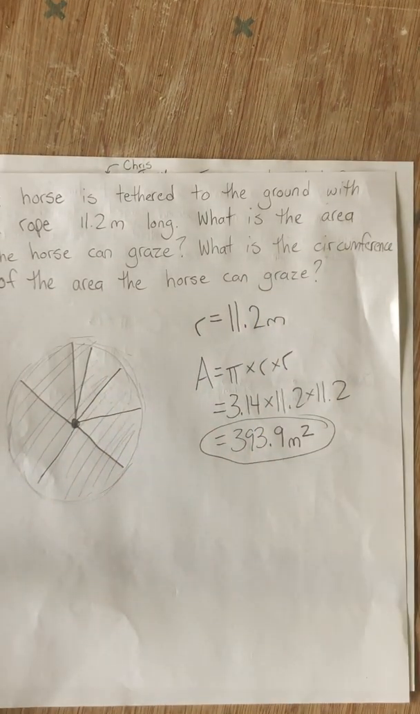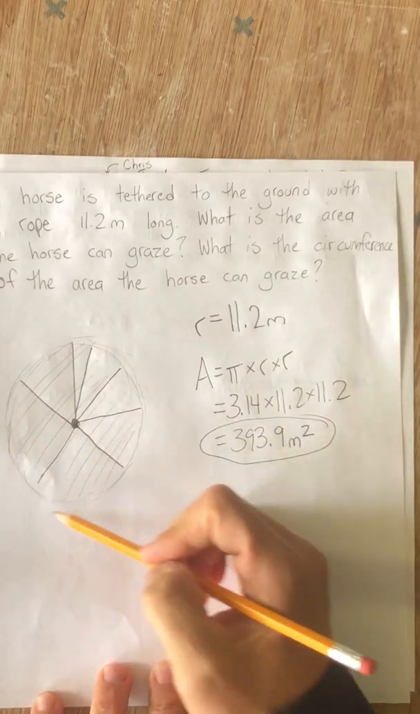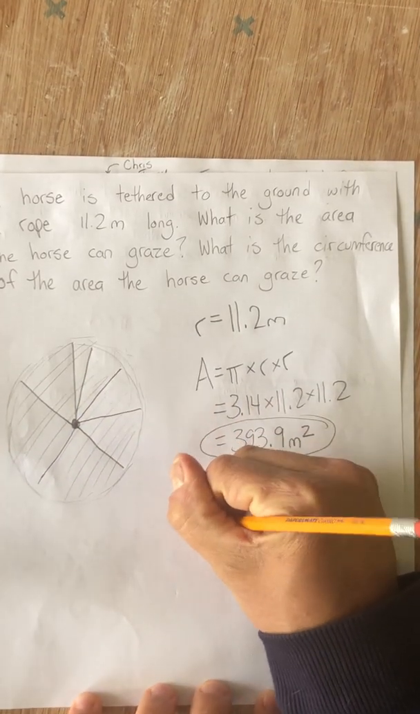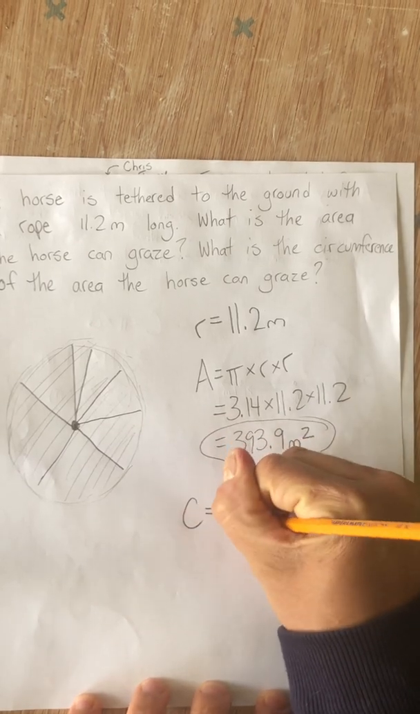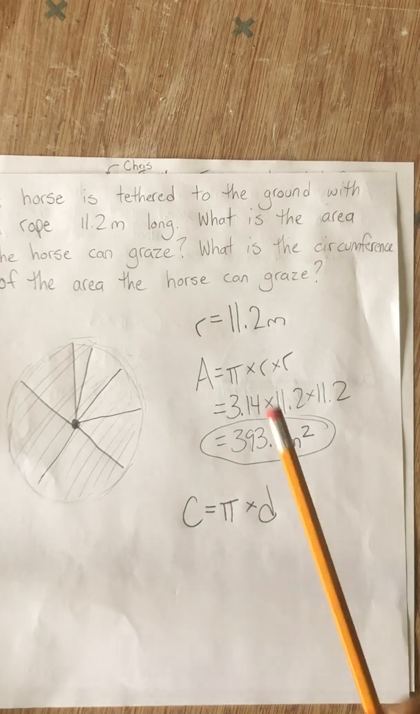But there's a second part to this question too, and that's asking, what is the circumference of the area that the horse can graze? For that, it's asking me what's this distance around the outside. So it's asking me for circumference, so I need to use my circumference formula. Circumference is pi times diameter. Well, I don't know the diameter yet. I do know the radius.